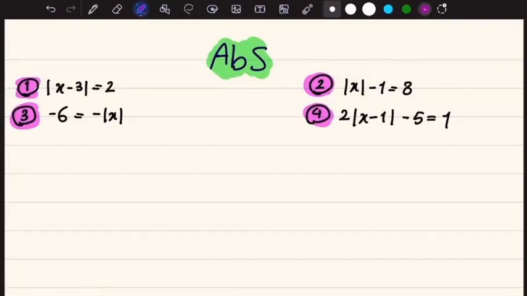In this video, I'm gonna solve a few examples for the equations that have absolute value in them. These are basic to intermediate examples.